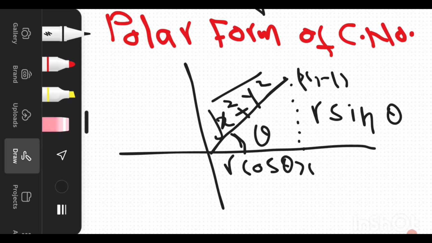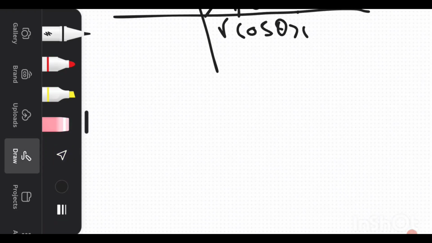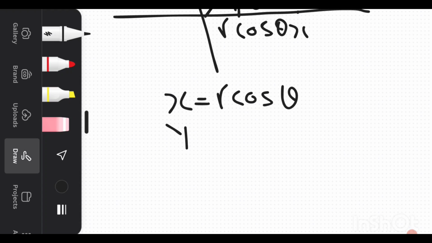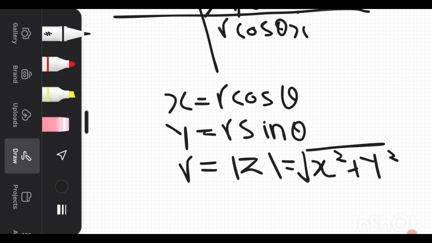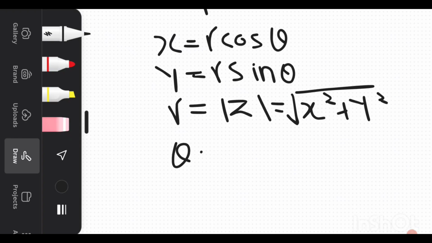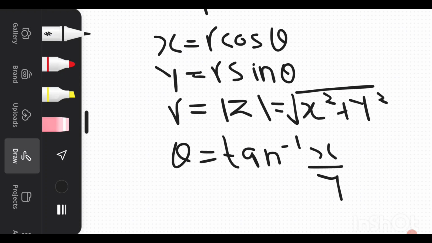So when we are talking about polar form, in polar form we always put x is equal to r cos of theta, y is equal to r sine of theta. Similarly, we will put r is equal to the modulus of z, which is equal to the square root of x square plus y square. So this is the polar form of the equation, and theta is equal to tan inverse of y over x. So this is so simple.